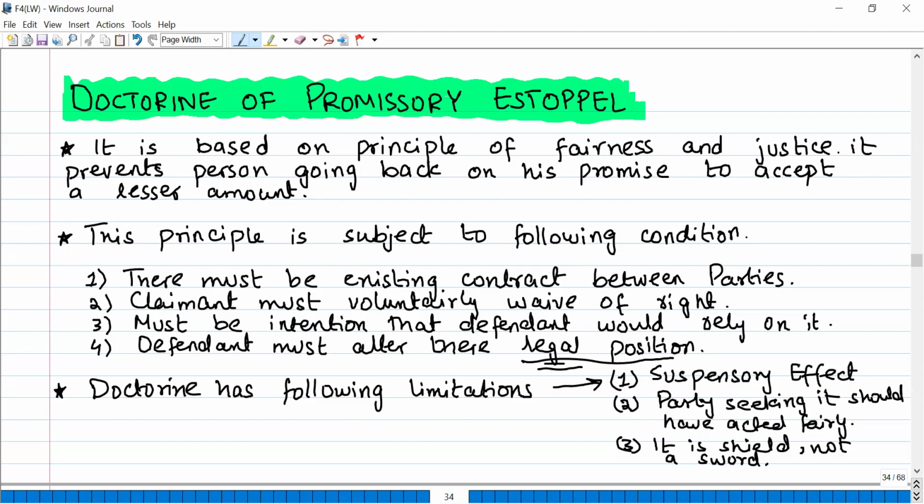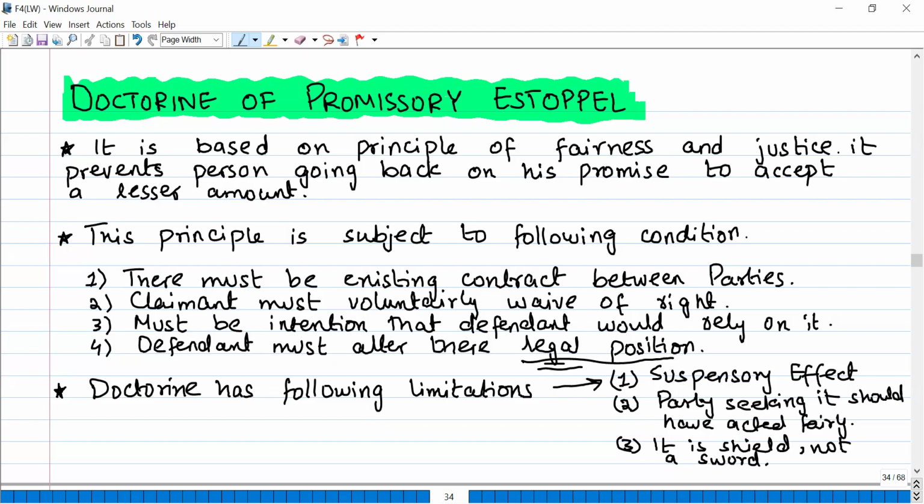In that case, the doctrine of promissory estoppel applied, and the owner, who was the claimant, cannot go back on his promise and claim the rent forgone during the World War. The doctrine has the following limitations. It has suspensory effect. Suspensory effect means effect for the time being. For example, during the war, promissory estoppel was applying, but once the war is over, the defendant has to pay the complete rent. So it has just suspensory effect.